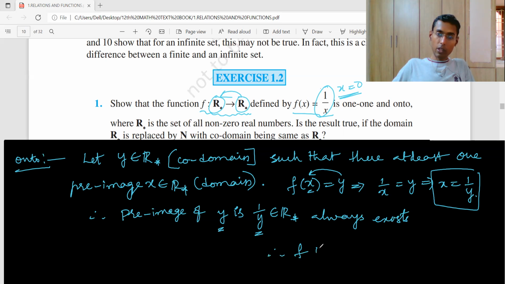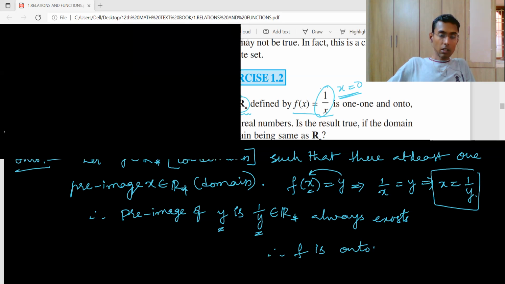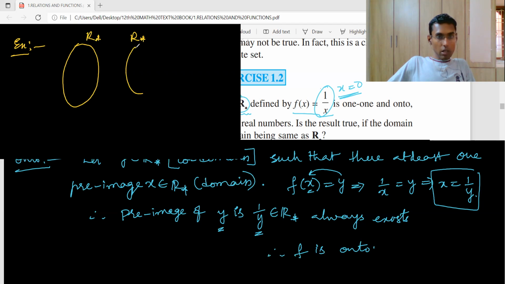So therefore, f is onto, simply you can write. See, what does it mean? I am writing here. Simply you take an example. So this is R star, and this is also R star. We can't write all the elements, but for example, if I take here 2, its pre-image is 1 by 2. Yes or no? If I take 1 by 2, its pre-image is 2. Yes or no?